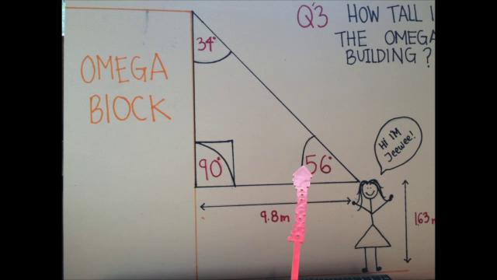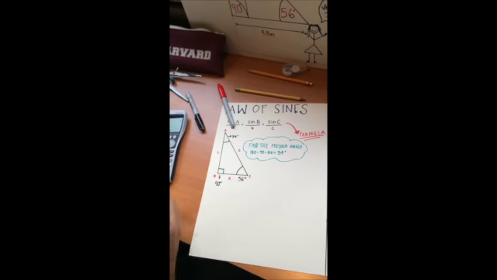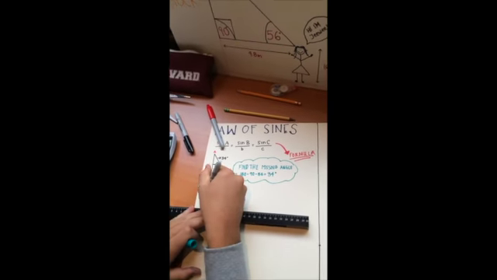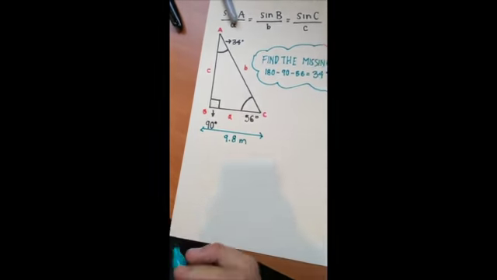Then, with the meter measure and the tape measure, we measured how far the Omega block was from G1. The answer was 9.8 meters. Now what we need to do are the calculations. First, we use the law of sines. We started by finding the missing angles. So we did 180 minus 90 minus 56, which gave us 34 degrees.